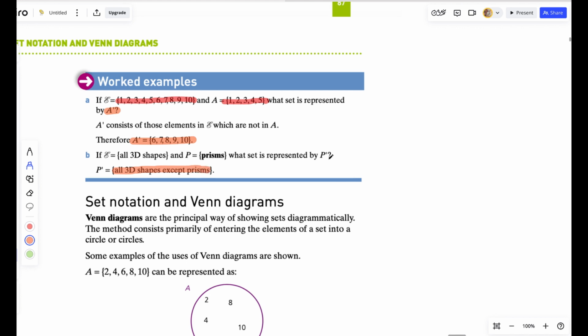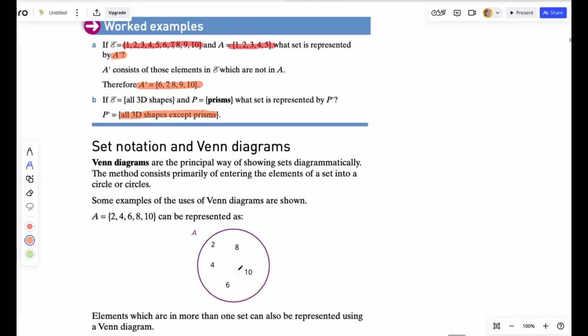If prism is set P, P prime will be any other 3D shape. Now let's go to the part we call the set notations and the Venn diagram. Let's quickly take a look at that set notation and the Venn diagram.